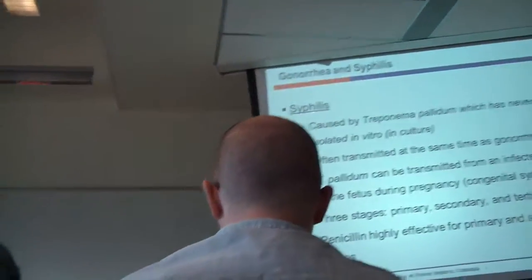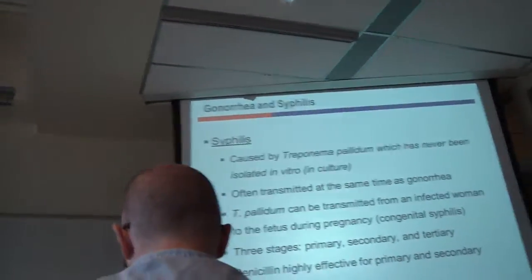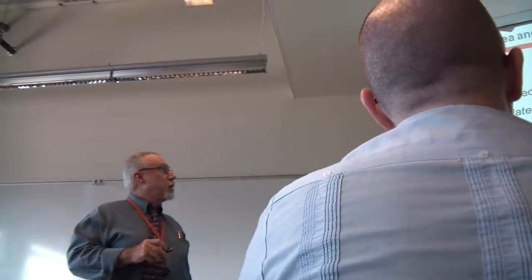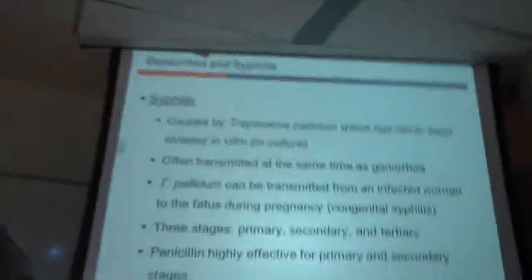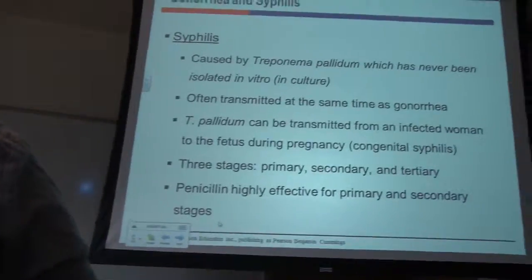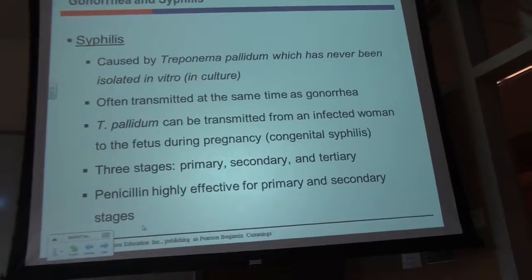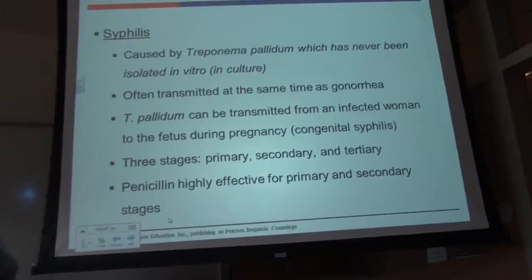The bacterium that causes the disease syphilis is the organism Treponema pallidum. This is our second organism that we've discussed recently that has never been grown in the lab. Last lecture we talked about one of the mycobacteria, Mycobacterium leprae, that hasn't been cultured, and then also this organism.